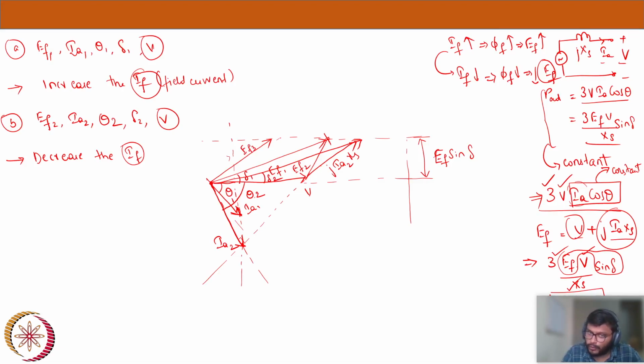Now I know the position of EF3, because EF3 should be smaller than my V, since I have reduced the field current here. That is EF3, and the angle between EF3 and V should be my delta 3. Since I know EF3 and V, from the generator equation EF equals V plus jIA Xs, I will know the IA Xs drop. So this is V plus jIA3 Xs.